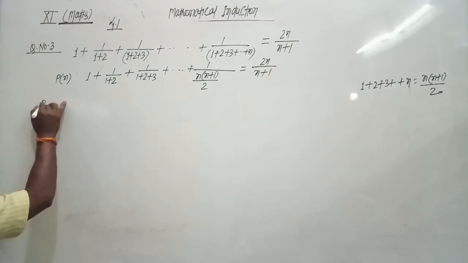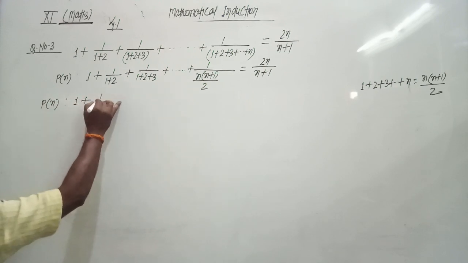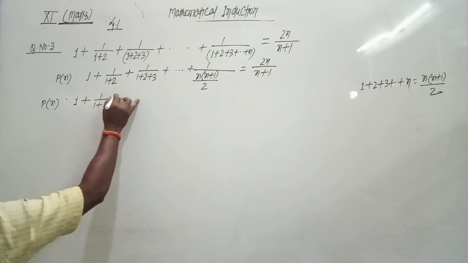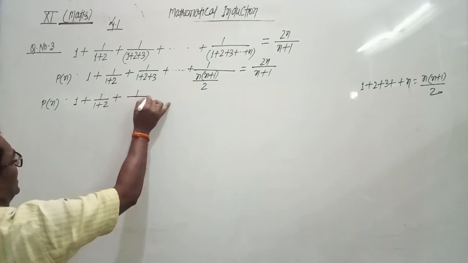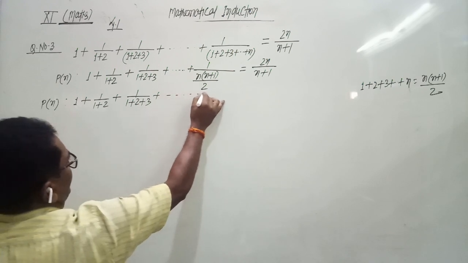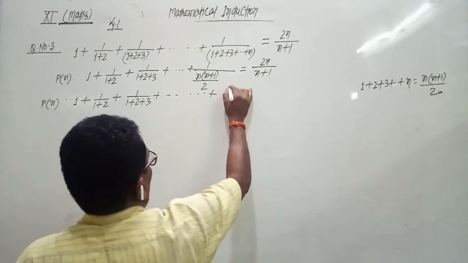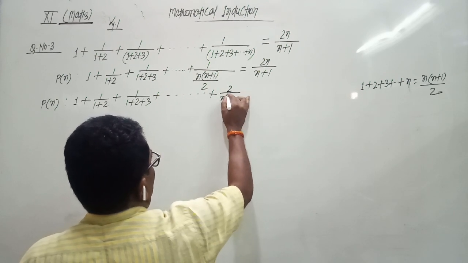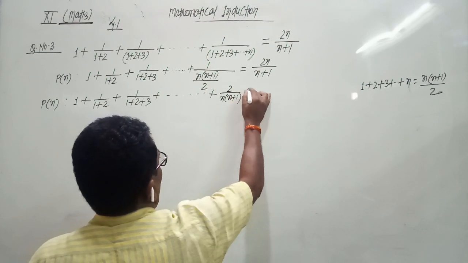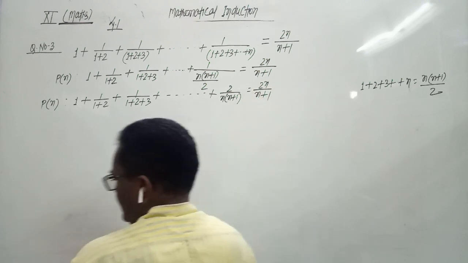Then it would be written Pn such that 1 plus 1 upon 1 plus 2 plus 1 upon 1 plus 2 plus 3 plus and so on, and this can be written as 2 upon n into n plus 1 equals to 2n upon n plus 1.